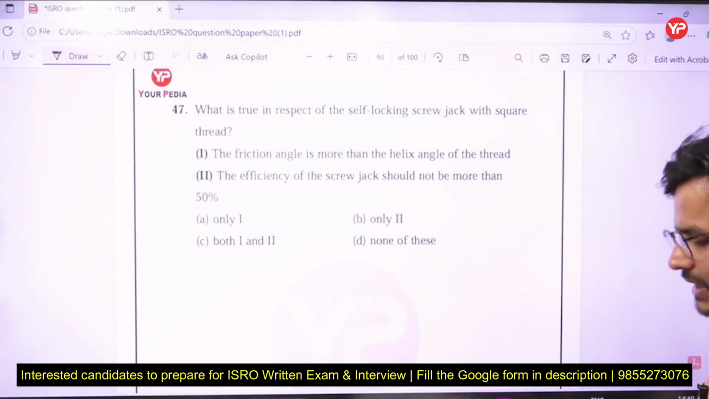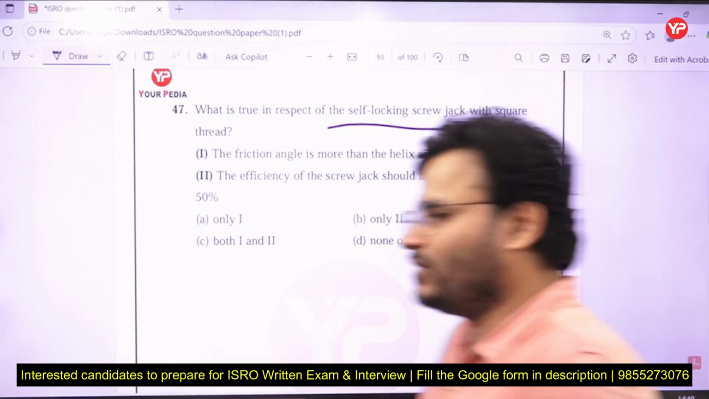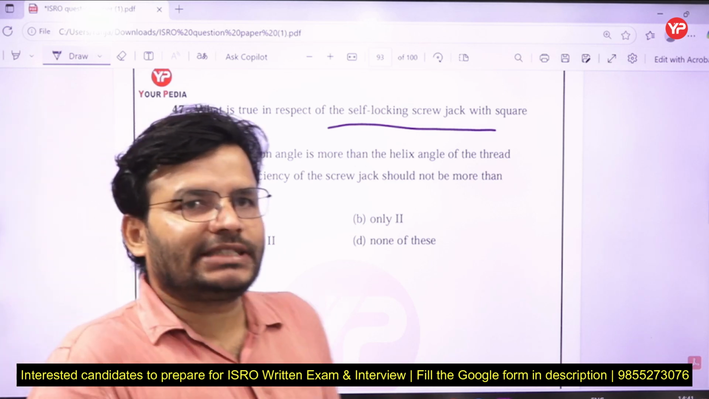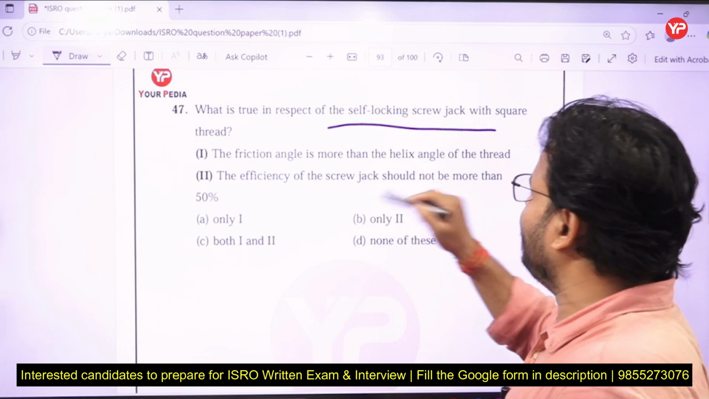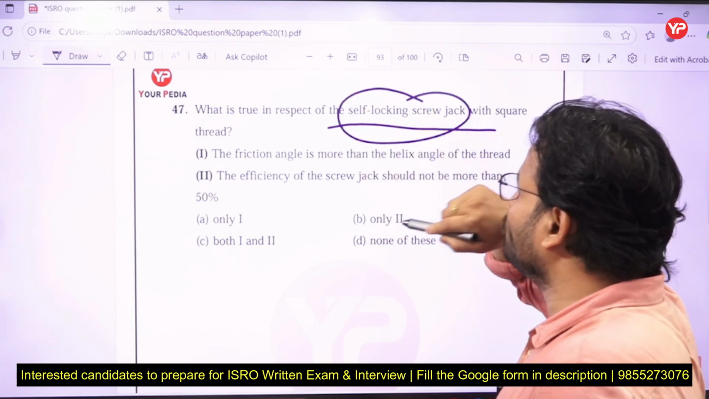Now see, that is the next question on your screen, my dear friends. The question is: what is the true respect of a self-locking screw jack with a square thread? Which type of thread is there? A square thread. So what can we say the answer is, my dear friends? Here we can see the friction angle is more than the helix angle of the thread for the self-locking condition in a screw jack with a square thread, right?